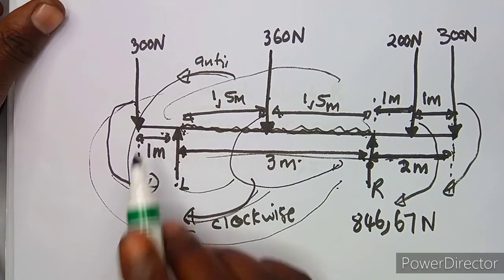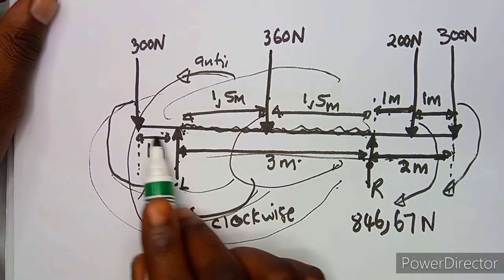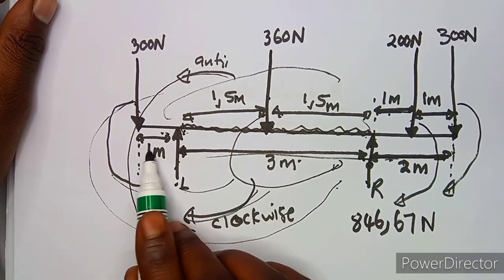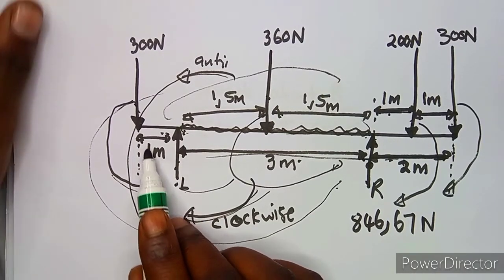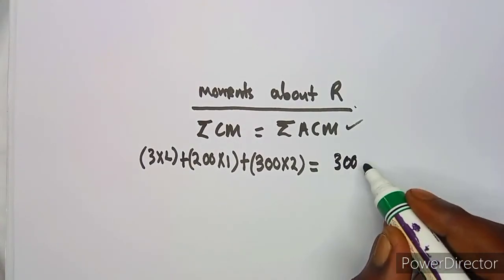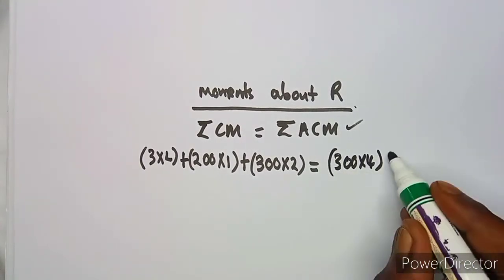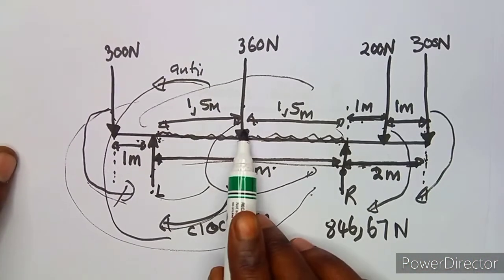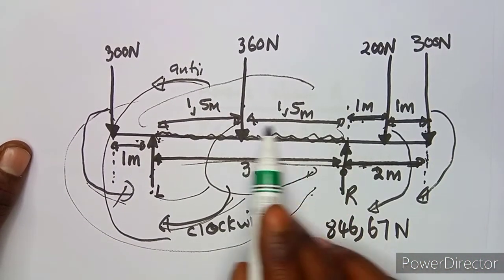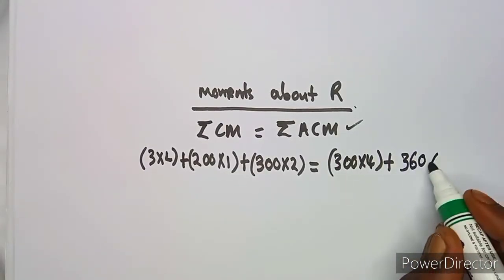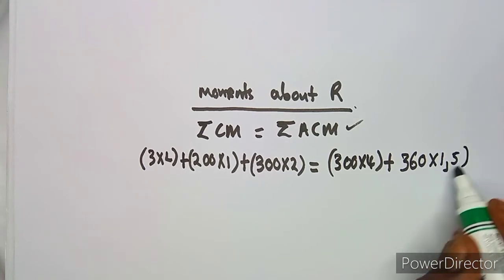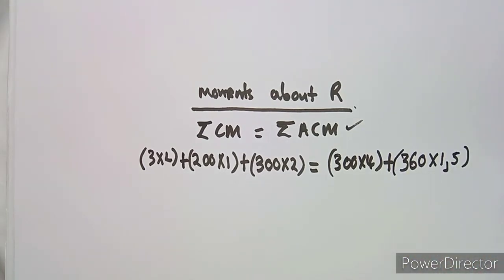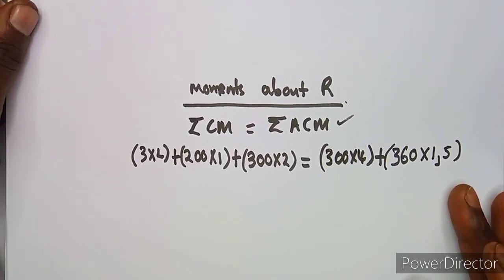All right, so 300 back to R here. We've got 3 and 1, so 3 plus 1, that's 4. That is the distance, so it's 300 times 4. Okay, and we also have 360. 360 back to R here is 1,5, so it's 360 times 1,5. Do you say that once you have the diagram, everything is going to be easier for you now, because you've got the diagram? That's how you actually work out these.